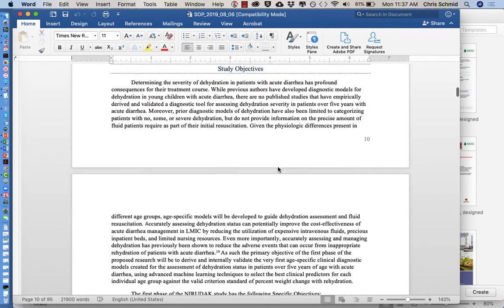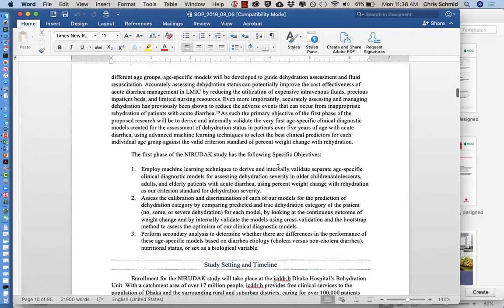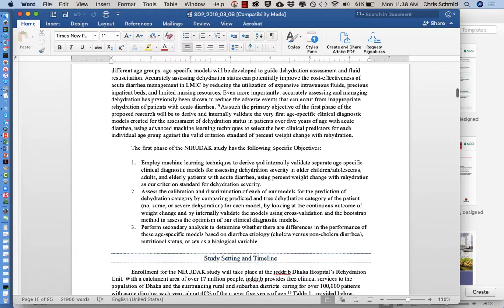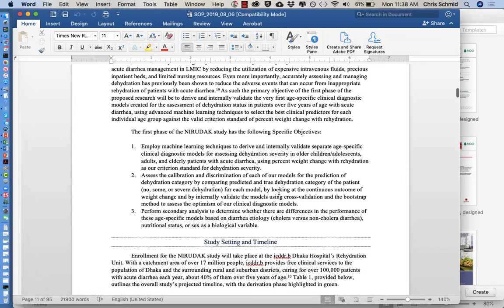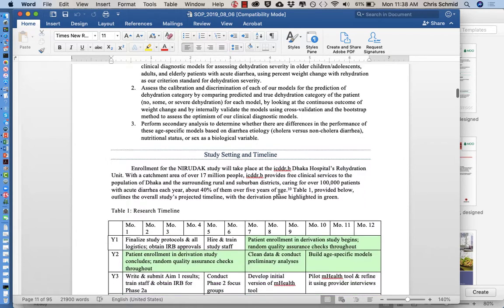and then the study objectives. Then we have our 3 objectives: to employ machine learning techniques to derive and internally validate separate age-specific clinical diagnostic models for assessing dehydration severity in older children and adults and elderly patients, assess the calibration and discrimination of each of our models for prediction, and perform secondary analysis to determine whether differences in the performance of the models are based on etiology, nutritional status, or sex as a biological variable.